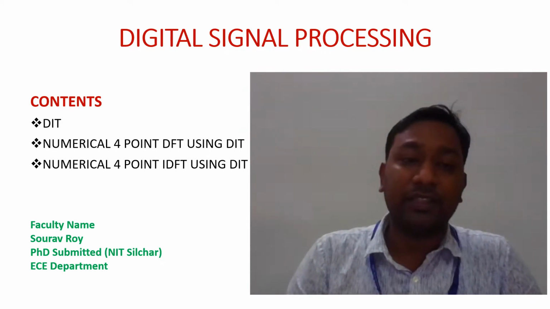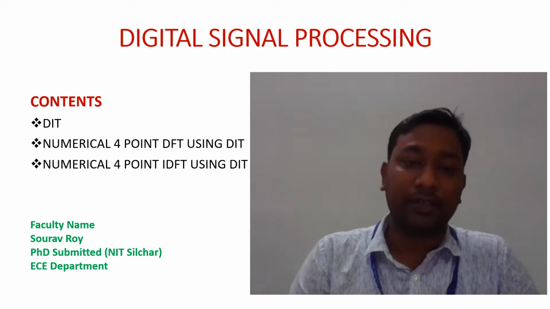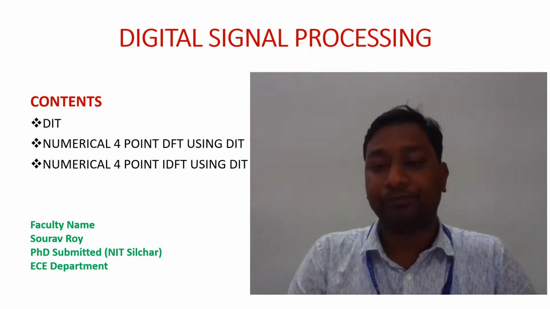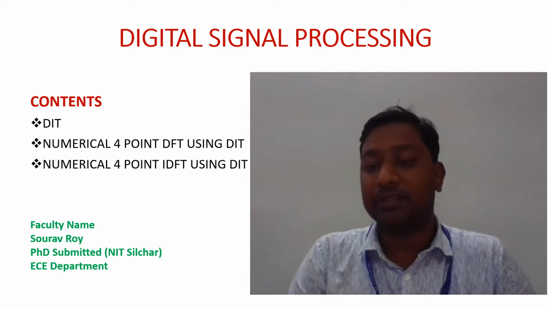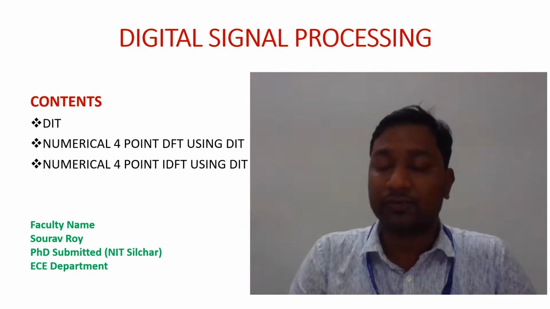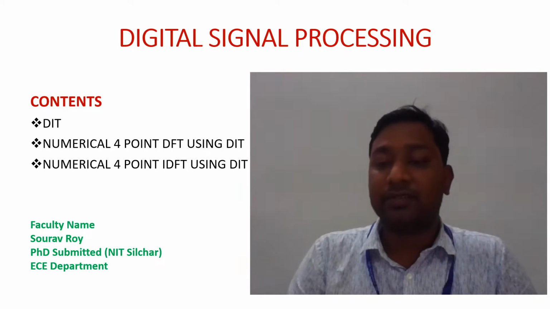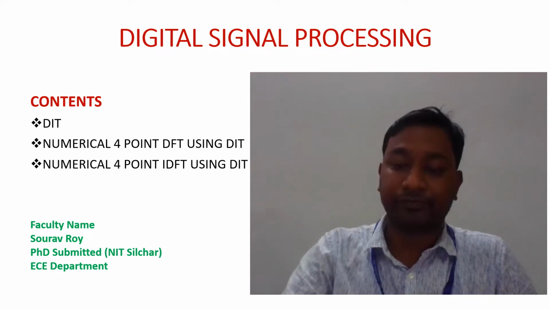So the first method is the DIT algorithm, that is the decimation in time algorithm. There are basically two methods we use for calculating the FFT. One is DIT, another one is the DIF algorithm. First we will solve some problems based on the DIT algorithm. We will calculate the discrete Fourier transform using DIT, as well as the inverse discrete Fourier transform using the DIT algorithm.